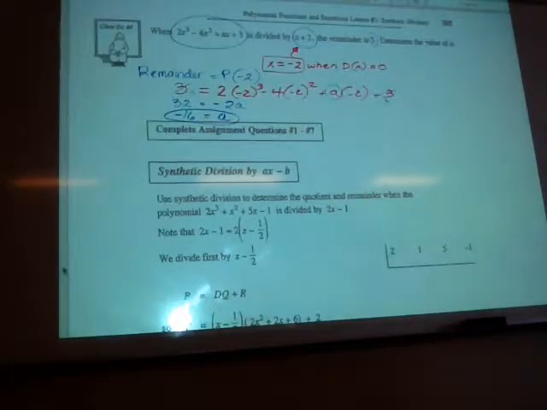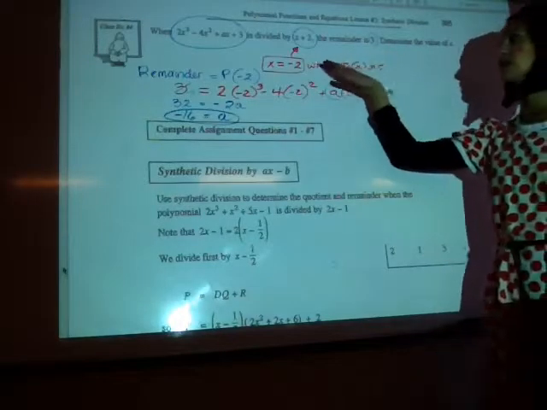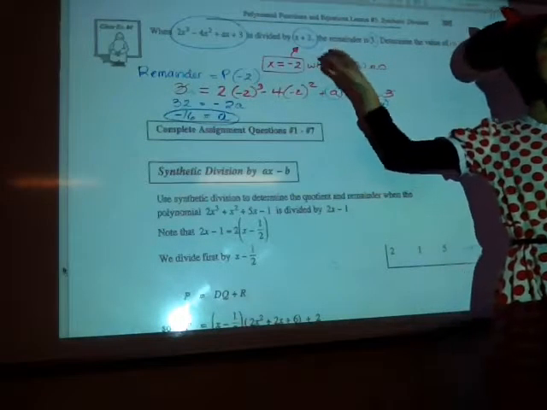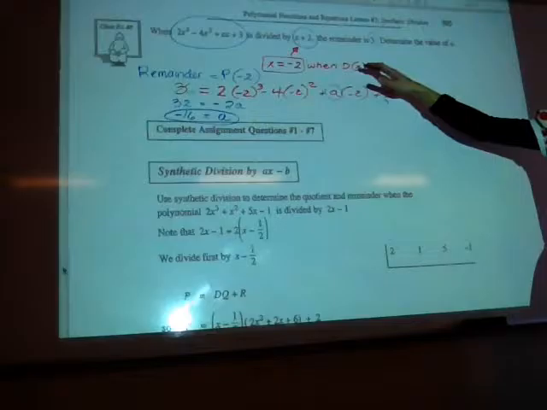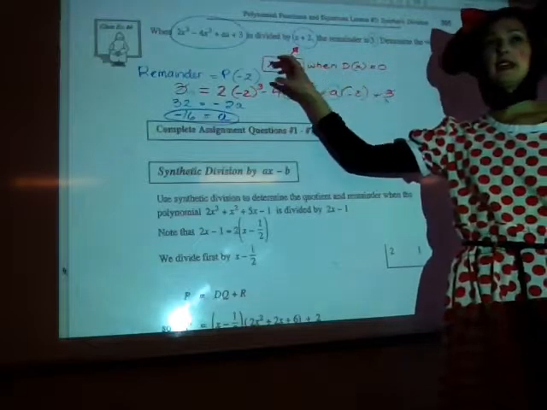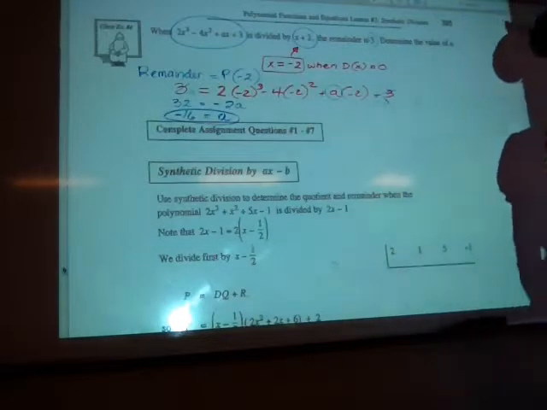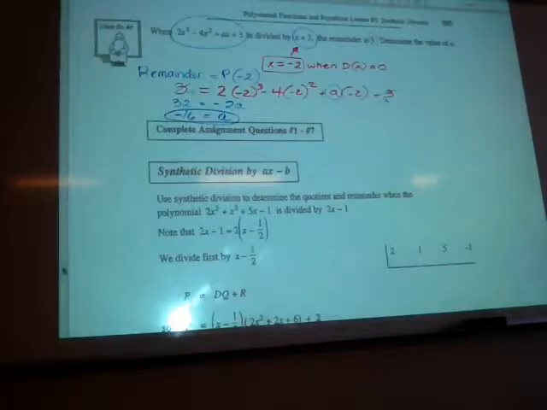Okay, so just by knowing this rule, that I can sub in the value of x when the divisor is equal to 0, by subbing that in and setting it equal to the remainder, I can easily solve for unknowns.